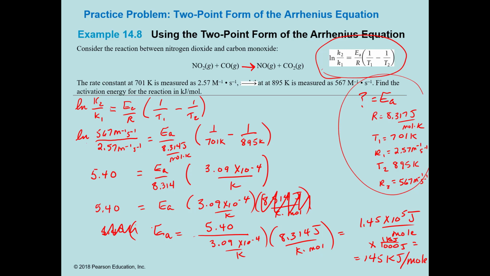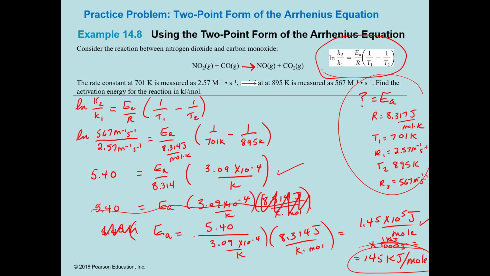Okay, so let me make sure I didn't lose you on this step back here. So here I was with this step. And then I changed it to make E sub A equal to 5.40 divided by 3.09 times 10 to the minus 4 divided by K, times 8.314 joules per mole K, and then that gave me the answer in joules. Then I made sure that I read what I was asking for, which was kilojoules, so I just had to convert that at the bottom.